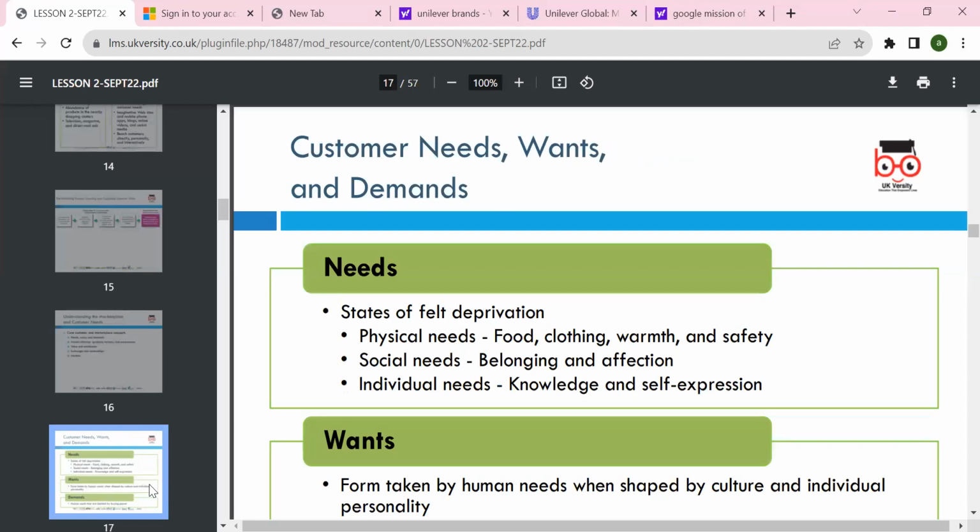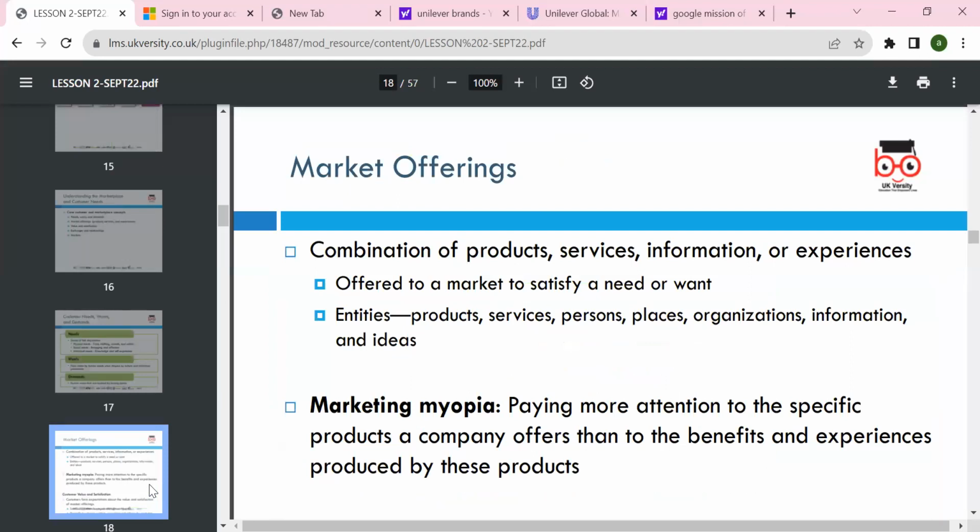So need is the stated felt deprivation. We can look around the needs, food, social needs, and the wants, which we can look around by taking the human needs when shaped by culture and individual personality, and those will carry on.